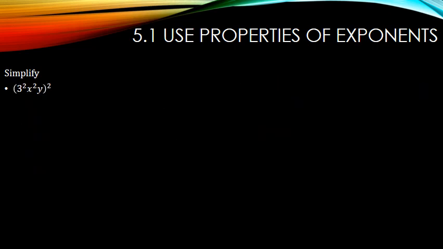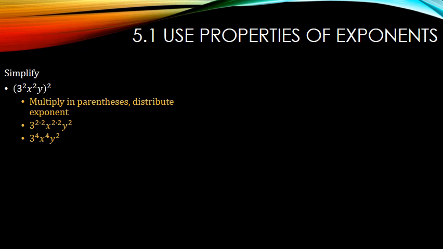Here's another one. I see a bunch of things that are multiplied together inside of parentheses. So we'll distribute the exponent. So we'll have 3 squared squared, x squared squared, and y squared. Which means we have 3 to the 4th, x to the 4th, y squared, and 3 to the 4th is 81. So it's 81 x to the 4th y squared.